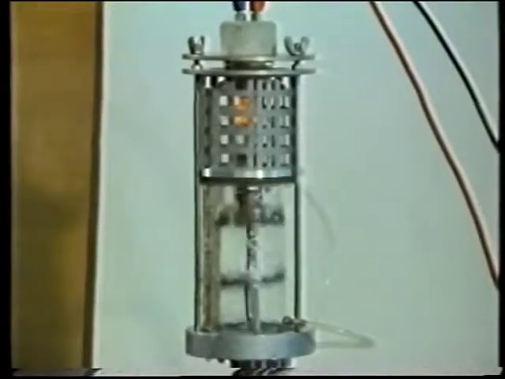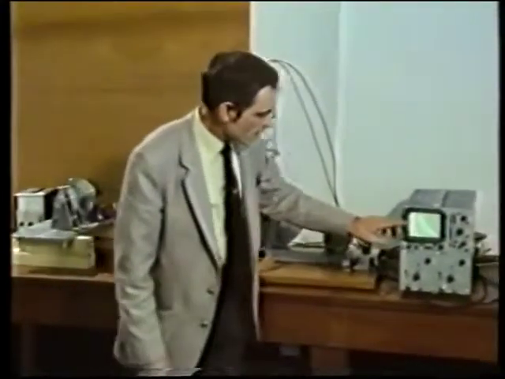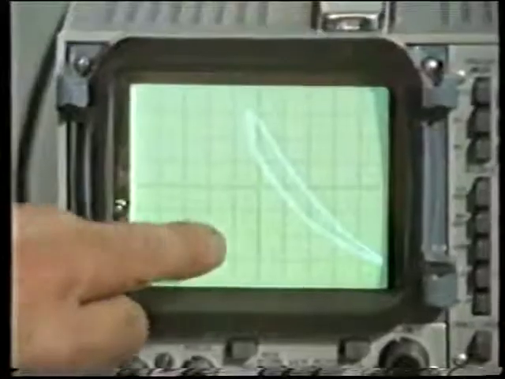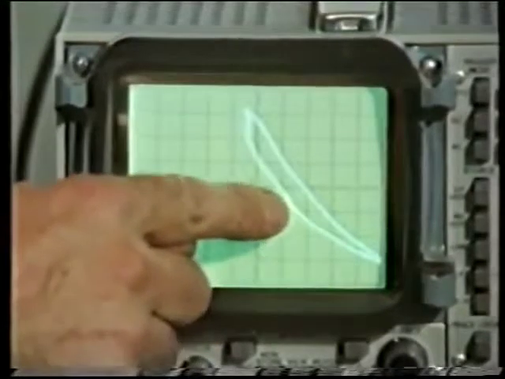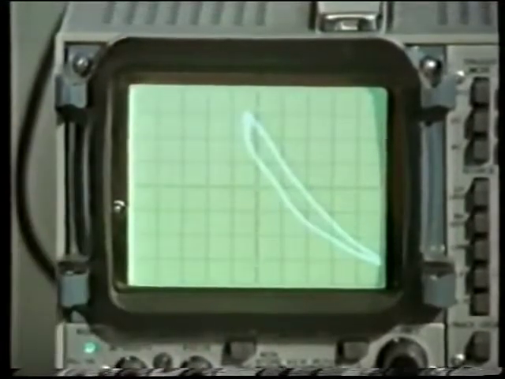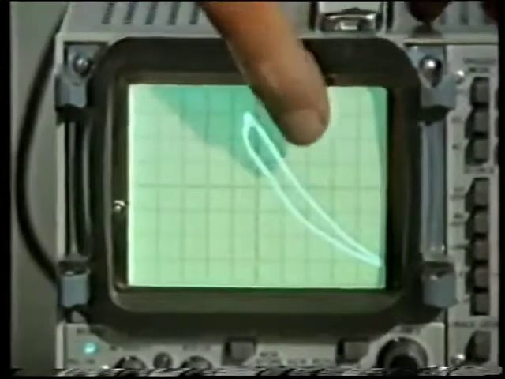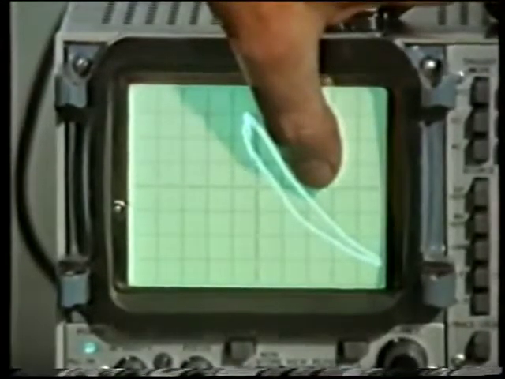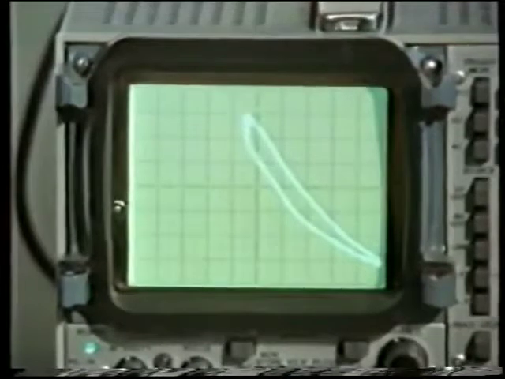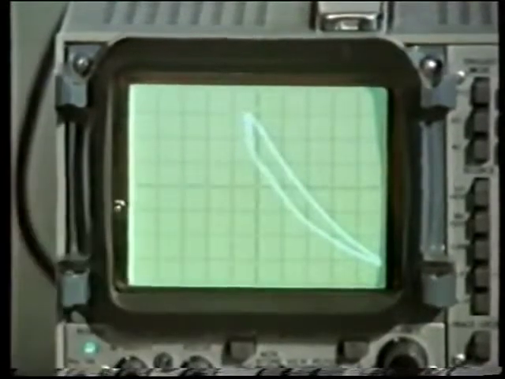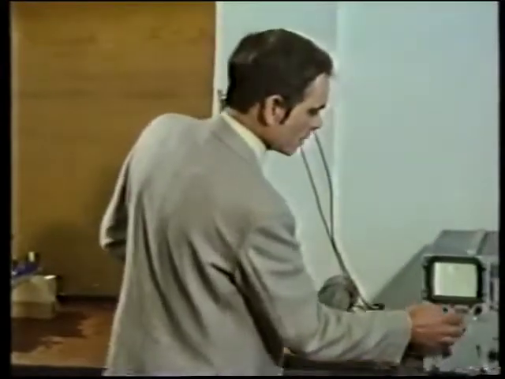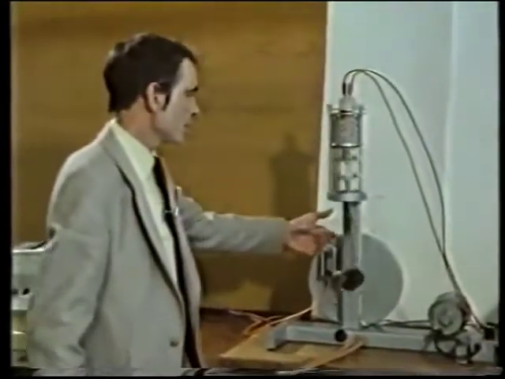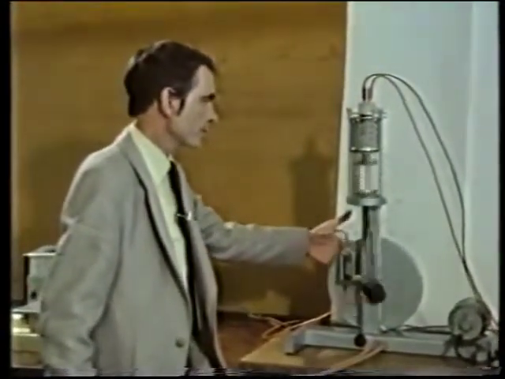The engine is fitted with transducers which enable us to examine the way in which the pressure varies with volume during the cycle. The lower curve represents the compression process. With volume decreasing, the pressure increases. The upper curve represents the expansion process. As the volume increases, the pressure falls. The area of this diagram represents the work output during a cycle. We can now stop the engine to examine in more detail the sequence of events during the cycle.